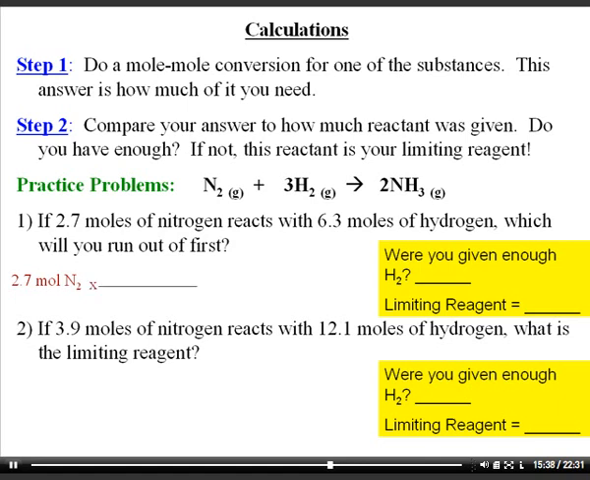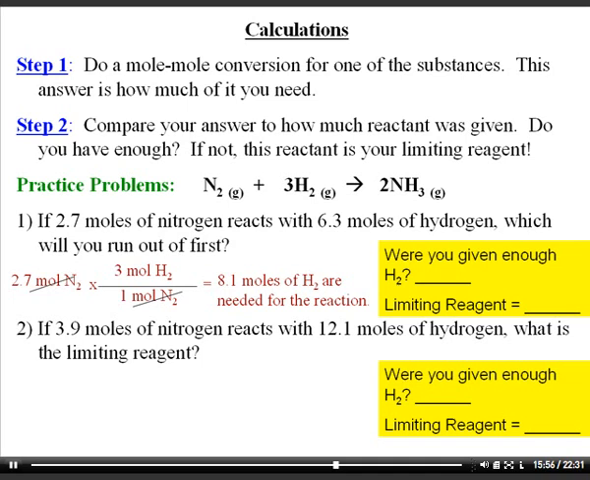So we set up our little times line. This is going to be a one-step mole-mole conversion. We put the number for nitrogen on bottom from the BCE, the number for hydrogen on top from the BCE, and the units cancel out. And we have now calculated that it takes 8.1 moles of hydrogen to use up all of the nitrogen molecules.